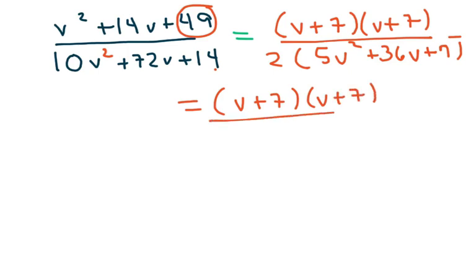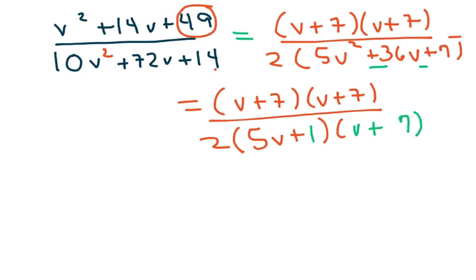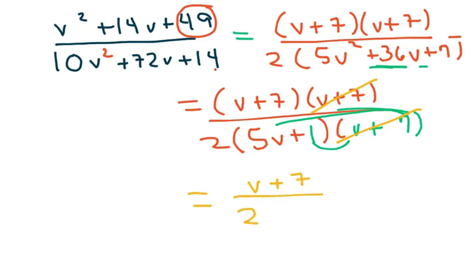I'm just trying to do this. I haven't written any of this down, so I'm going to know I have a 5v. Everything's plus because these are both pluses. And it's pretty simple. Plus, and that's going to be 7 and 1. You can always check outer and inner. That would be 35 plus 1 gives me the 36. Okay, then you just cancel out the common factors. So your final answer is going to be v plus 7 over 2 times 5v plus 1.